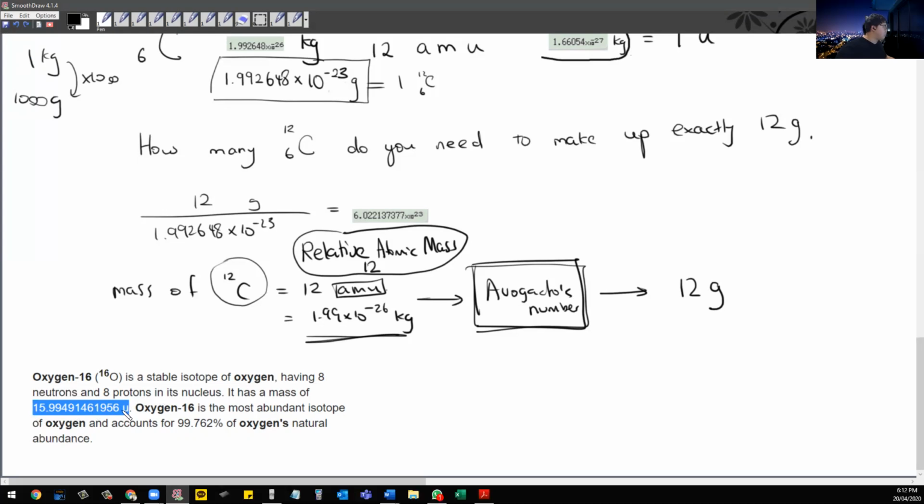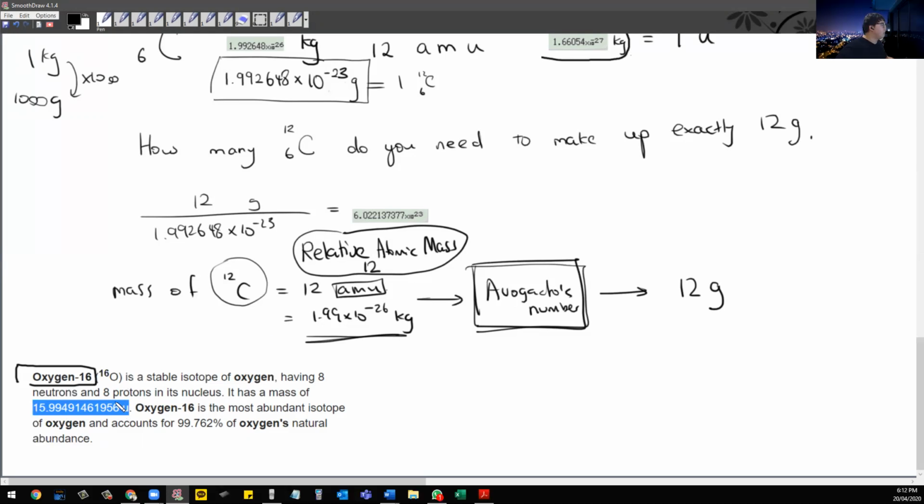If you attach this unit there, then it becomes the atomic mass unit. And then if you have Avogadro's number of this particular atom, how much will it weigh? It will weigh exactly 15.9949146195 grams. Does that make sense to you?